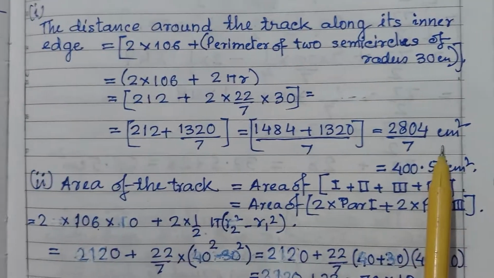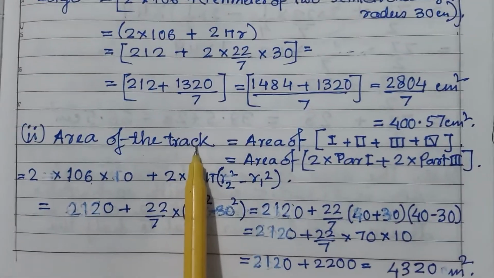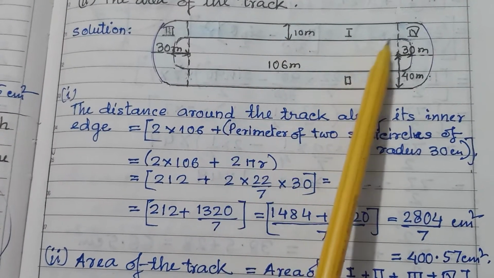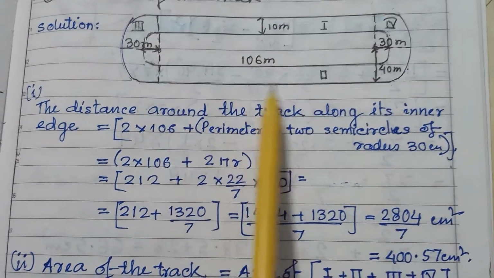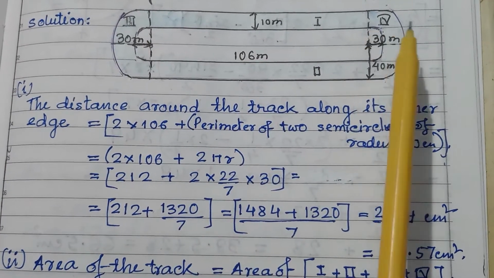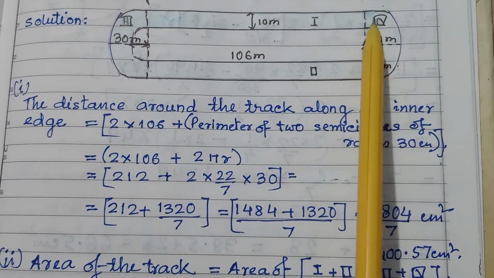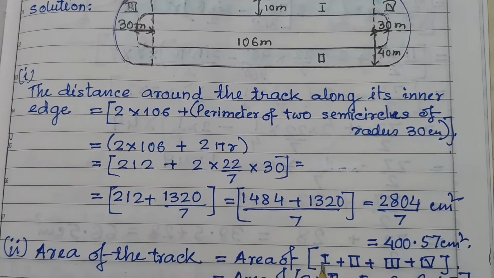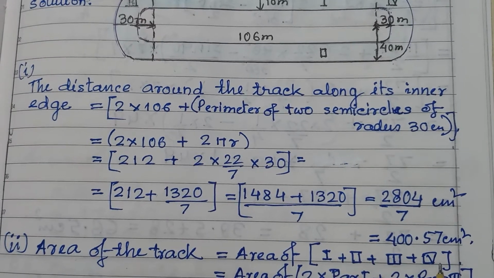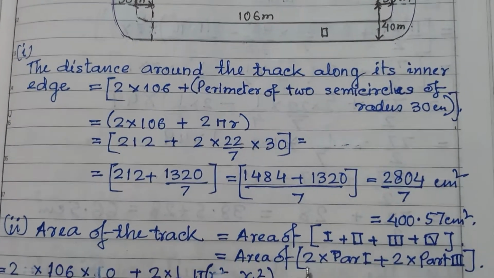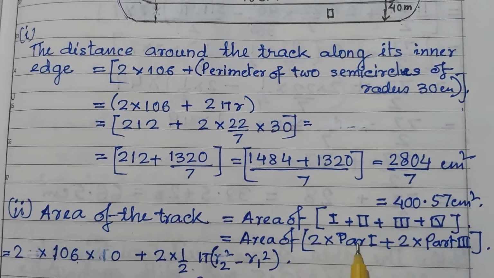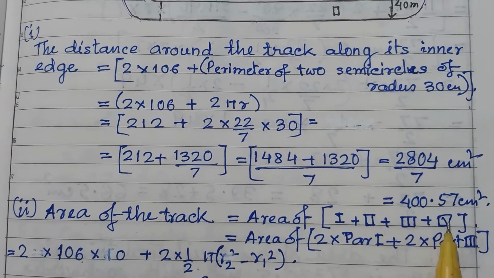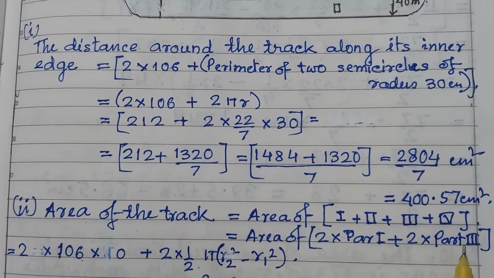Now the second part is the area of the track. It has the first rectangular area, second rectangular area, the third part, and the fourth part. One by one we have to find these four parts. So the area of the track is equal to the area of first, second, third, and fourth. The first and second parts are the same, so 2 into the first part, and similarly the third and fourth are the same, so 2 into the third part.